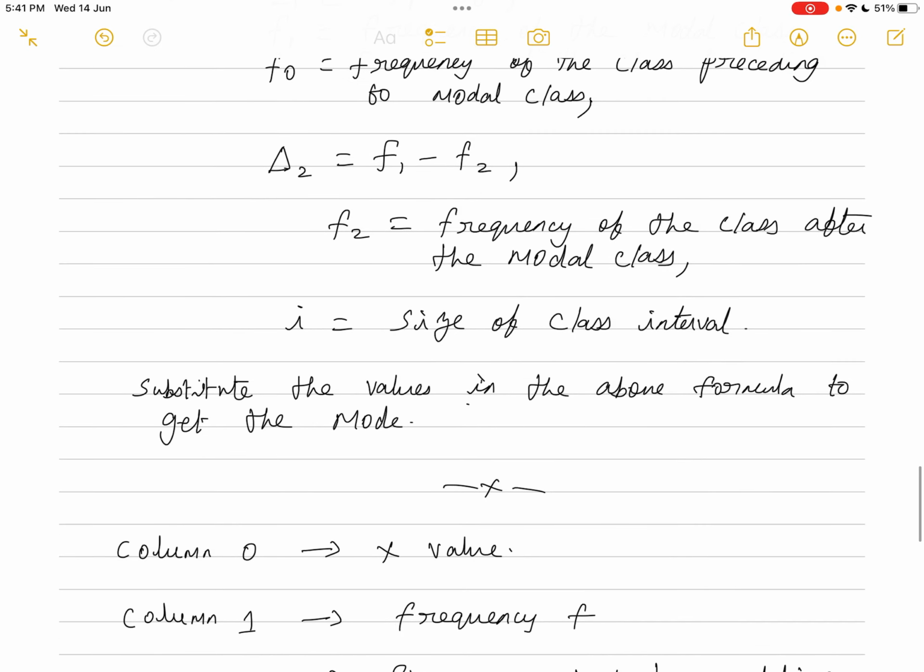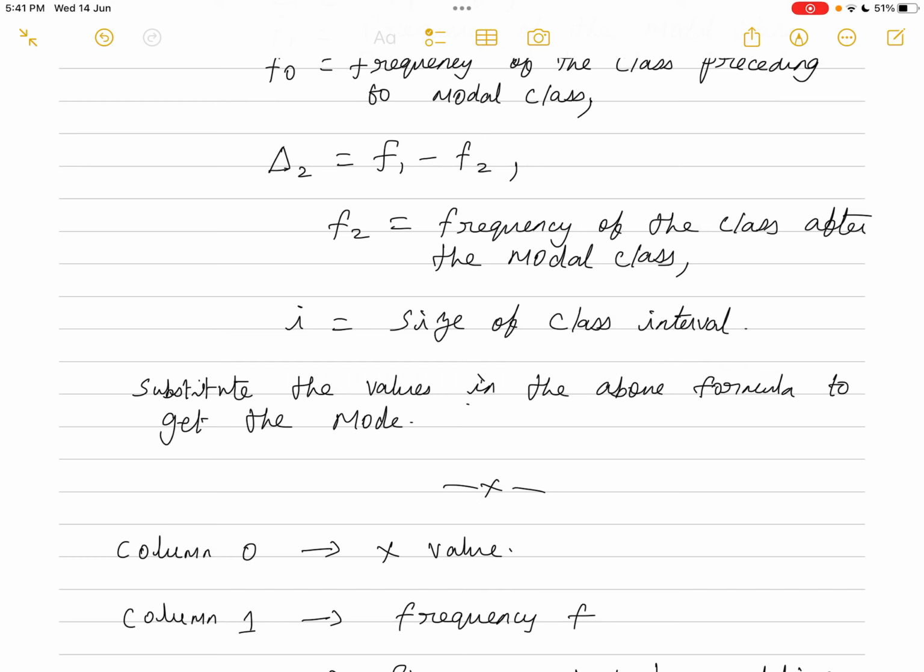Okay. Now if you substitute all this: L1 will be the lower limit, delta 1 is F1 minus F0. What is F1? Frequency of the modal class. F0 will be the frequency preceding the modal class, divided by delta 1 plus delta 2. Delta 2 will be F1 minus F2. F2 will be the frequency of the class next to the modal class.